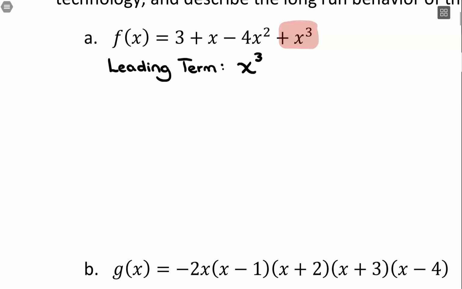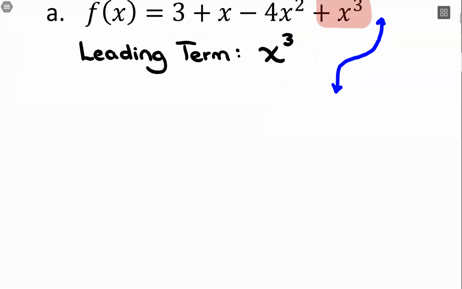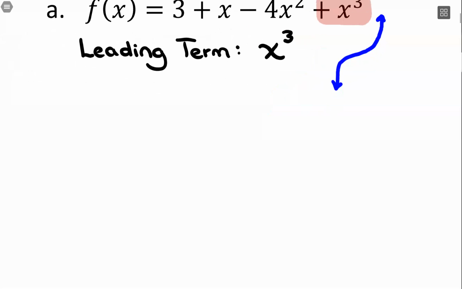So with our leading term here being x cubed, what I'm going to do is just draw a little shape next to it, and since it's positive 1, it would come from negative infinity and go off to positive infinity. So that little sketch actually shows me my long run behavior of the graph. I can go ahead and write the long run behavior just based on that little sketch right there.